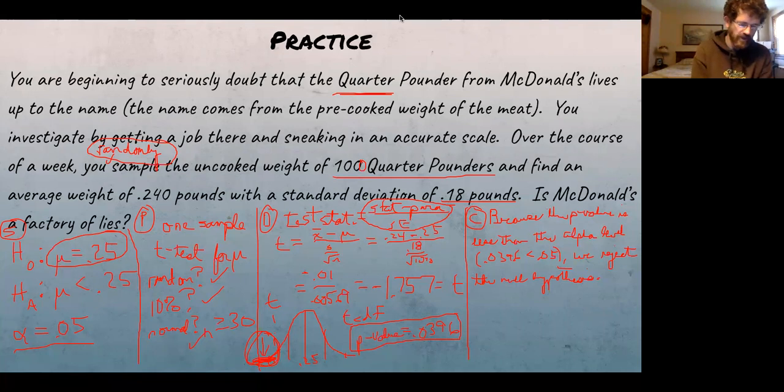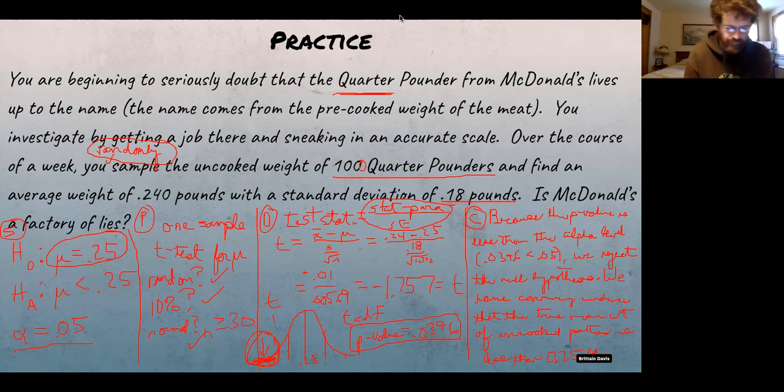Okay, and there's a little more to it. We say, we have convincing evidence that the true mean weight of uncooked patties is less than 0.25 pounds. Okay, lots of excitement.